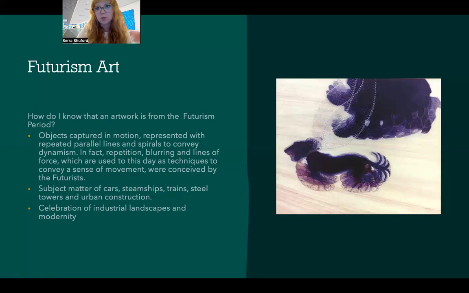But futurism is the subject matter. You're going to see a lot of cars, a lot of trains, a lot of modern ways of transportation. So this one has some specific subject matter. It may be good for your project if you have interest in any of those things for your theme.